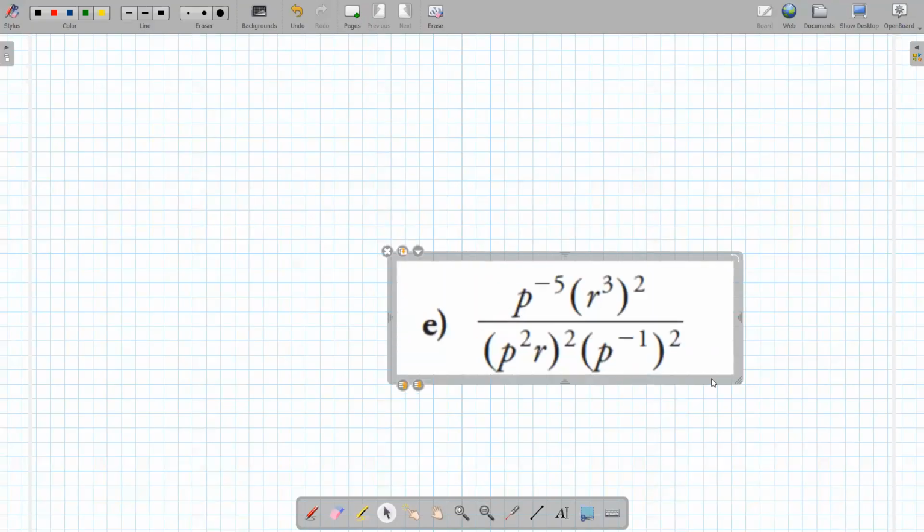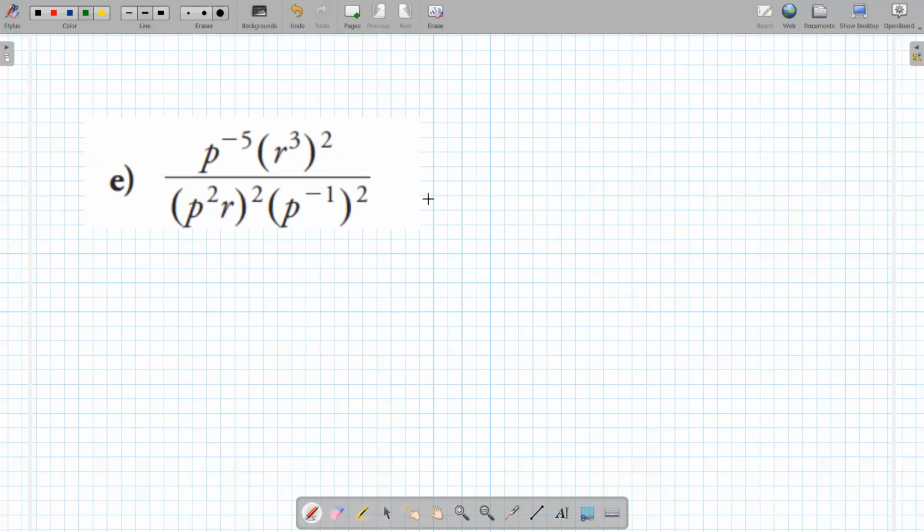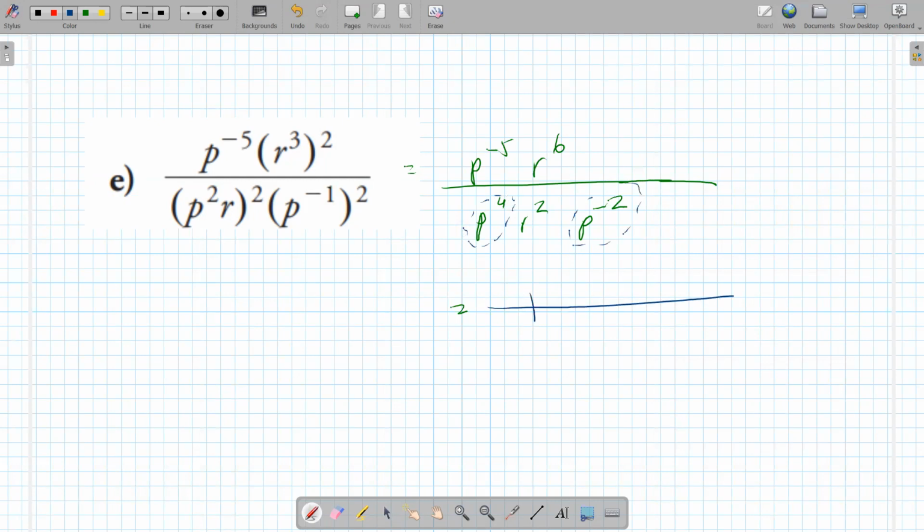Let's look at this guy. So here, if they have brackets, just open the brackets up. If you open the R bracket, what do you get? R to the power of 6. Right, what about on the bottom? P to the power of 4 and then R squared. And then P to the power of -2. All right, so now let's clean the P's and the R's on the bottom. P to the 4 and P to the -2, what does that give on the bottom?